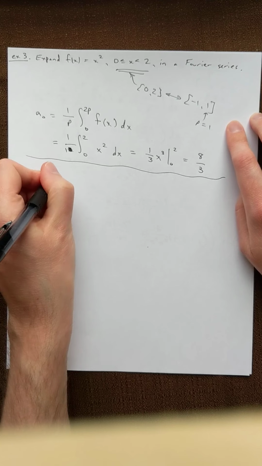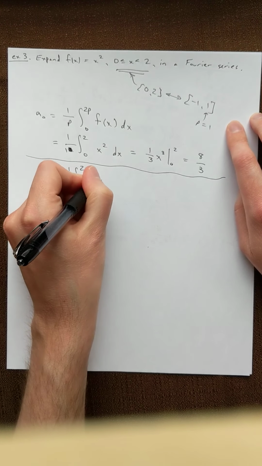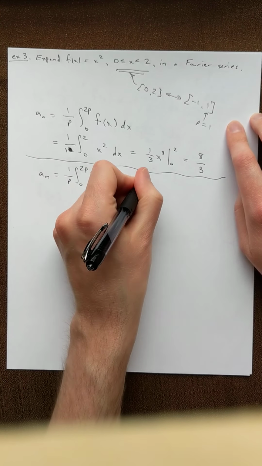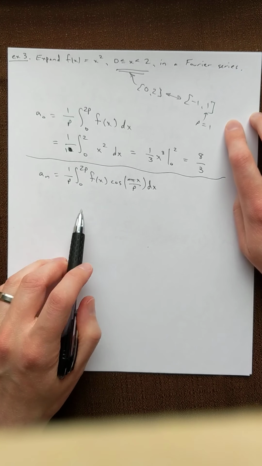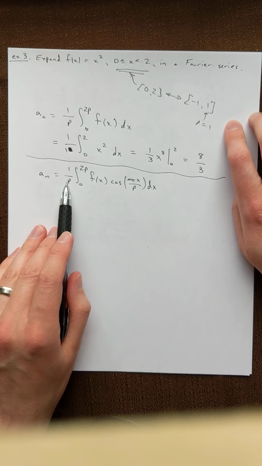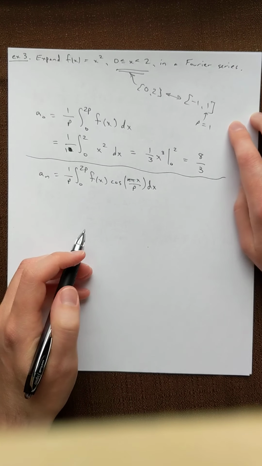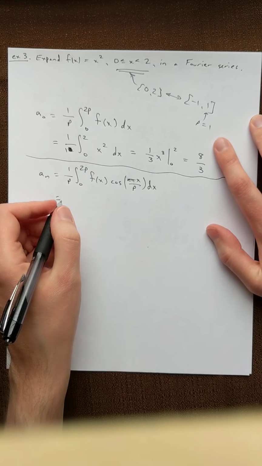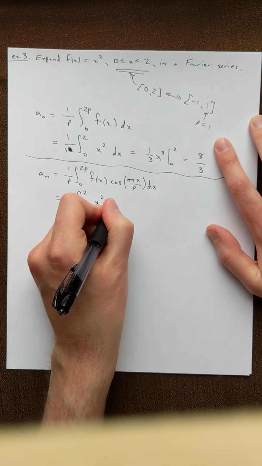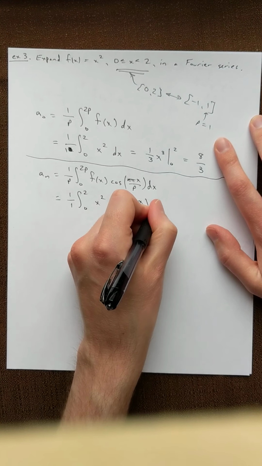An is going to be 1 over p, integral from 0 to 2p, f of x times cosine n pi x over p. If you're looking at this in the book, it's written a little bit differently because they use the number L here, and so this would be half of L, but I'm going to use p. So p is equal to 1, so we have 1 over 1, integral from 0 to 2, f of x is x squared, and we have cosine n pi x over 1 dx.